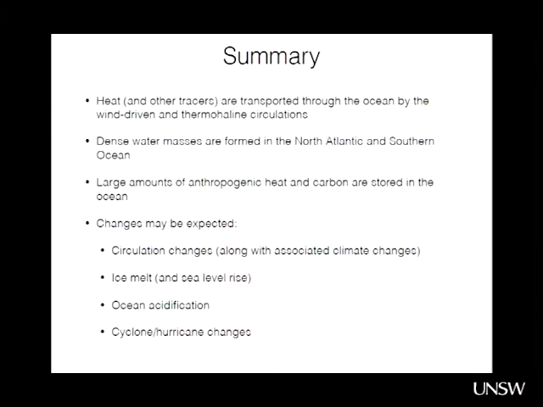A lot of these are still to be exactly worked out, because as we say, not all the models agree on all of these things. Things that we do think are quite robust are the slowing down of the North Atlantic sinking, for example. There's going to be ice melt, sea level rise. Ocean acidification's already been observed and will only get worse, and possible changes in cyclones. So that's it.